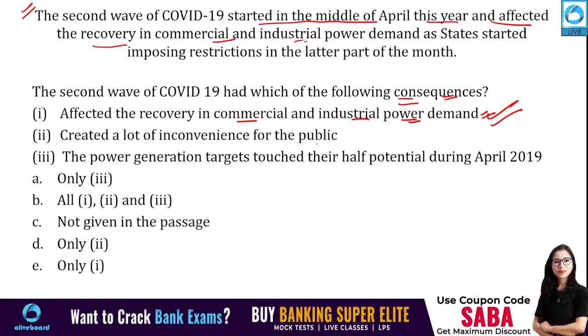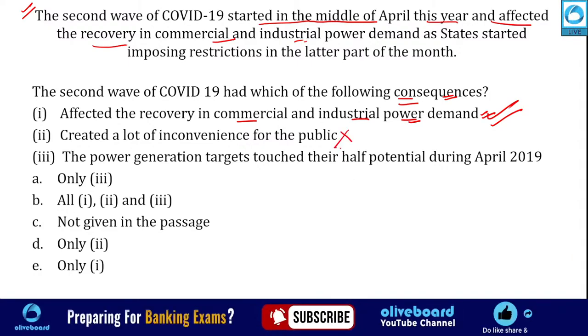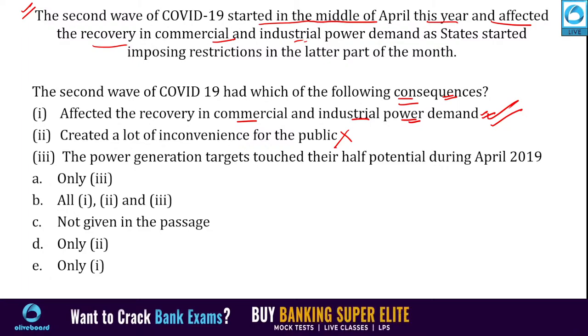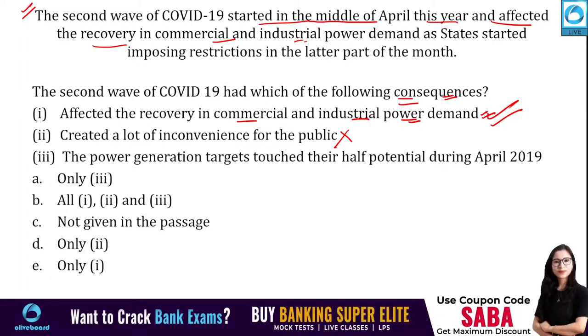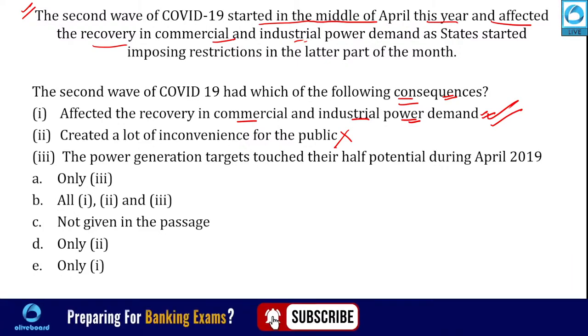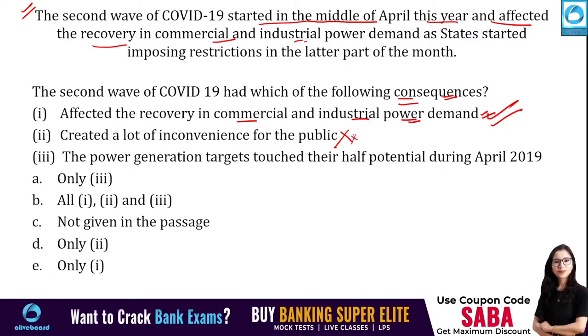Created a lot of inconvenience for the public. Of course, the entire phase of Corona created a lot of inconvenience for the public, but it is not mentioned in the passage. In the entire passage, are we talking about the inconvenience faced by the public, Madhurima? No. We are not talking about the inconvenience. We are just talking about power consumption and COVID. That's it. Baki kisi aur fact ki baat nahi ho rahi. Only power consumption and COVID. Nothing has been talked about public inconvenience. Now, you don't think that, ma'am, corona mein inconvenience to hua tha.